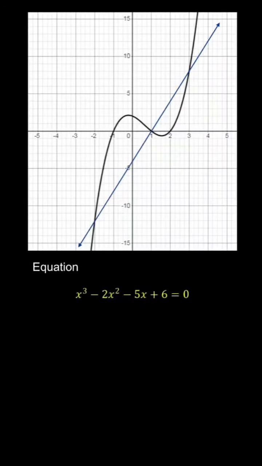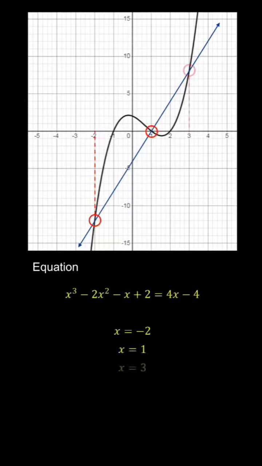Hence, solving x cubed minus 2x squared minus 5x plus 6 equals 0 is the same as solving for when the two graphs meet. And so the points are x equals negative 2, x equals 1, and x equals 3. And these are our answers.